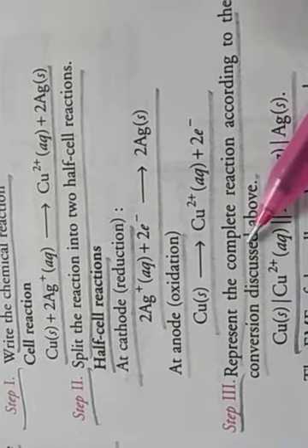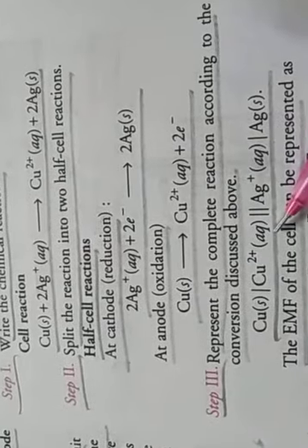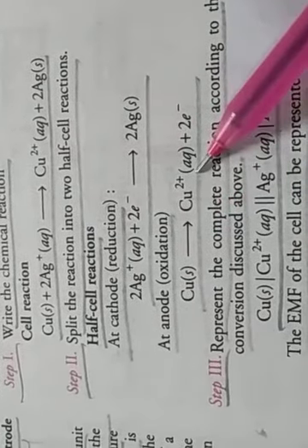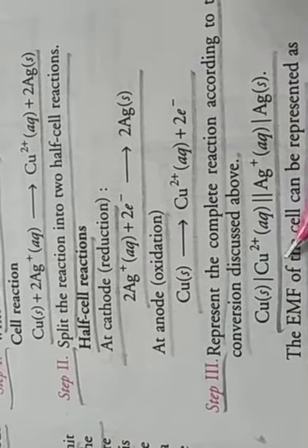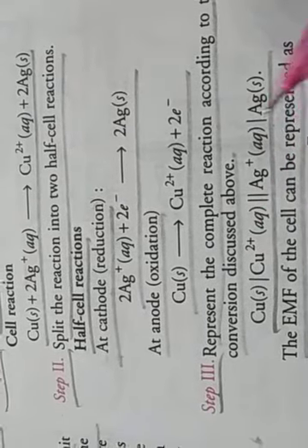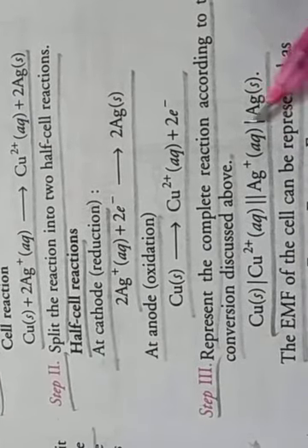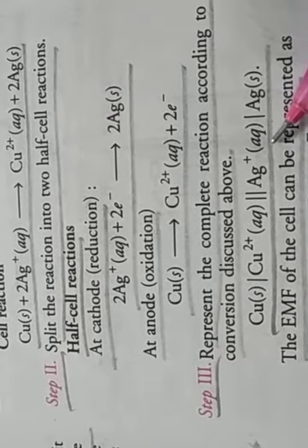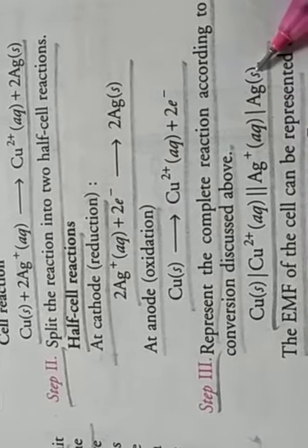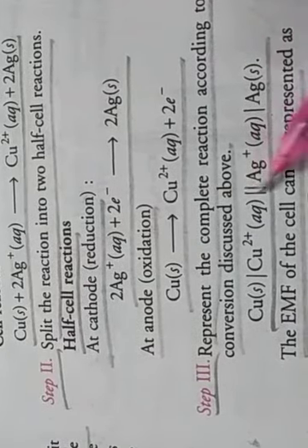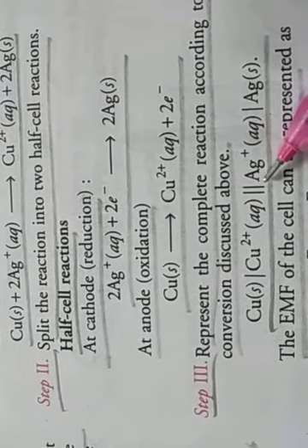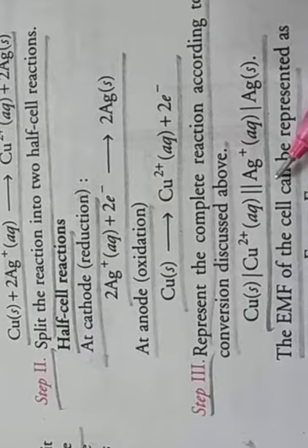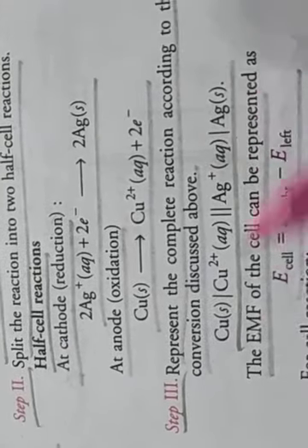The third step is to represent the complete reaction according to the cell representation. So copper converts into Cu2+. The vertical line separates the metal from the metal ion, and here also the same, the vertical line separates the metal ion from the metal. A double vertical line indicates a salt bridge, because in an electrochemical cell we have to use a salt bridge connecting the two half cells, the two electrolytes. So this is the cell representation.